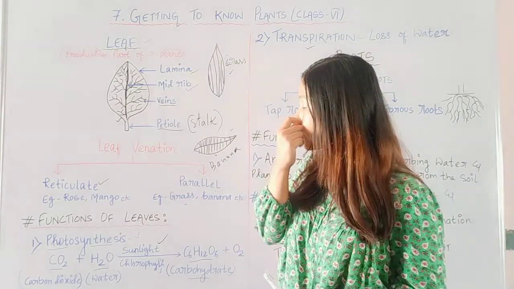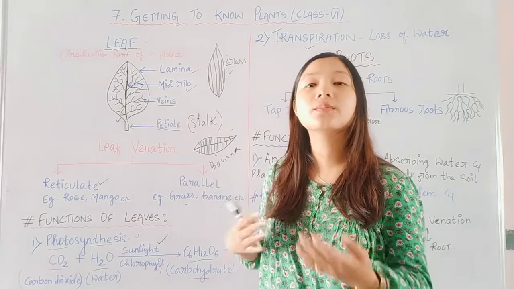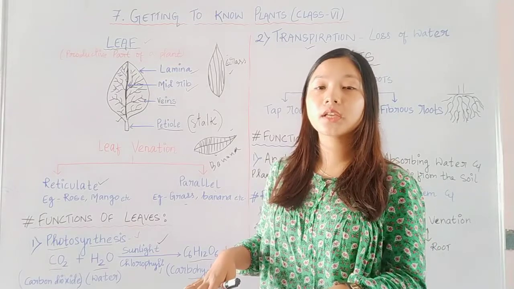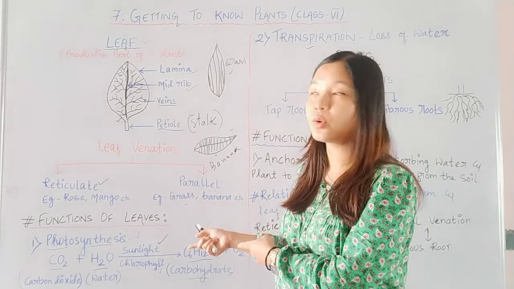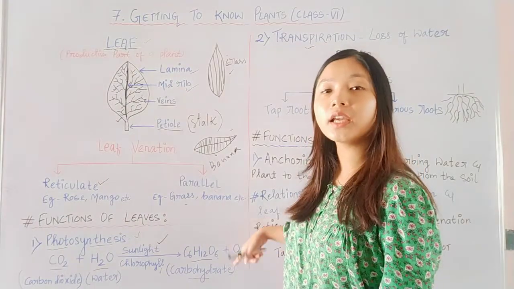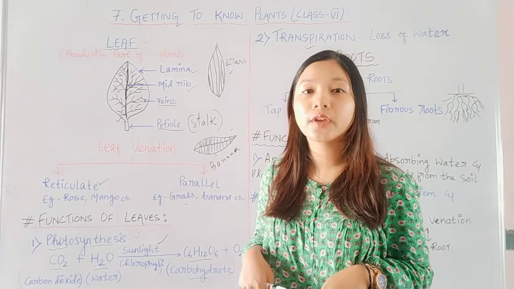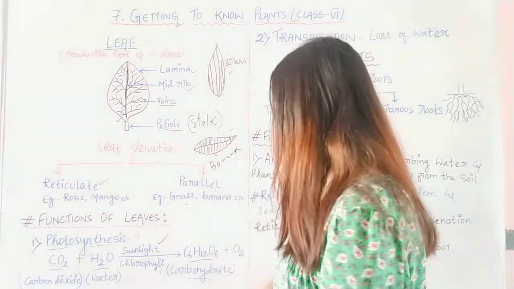That is why you have to remember that plants and animals are actually interdependent on each other, because we give carbon dioxide, the plant uses this carbon dioxide to prepare its food, and then in return it produces oxygen which we inhale for the production of energy in our body. That is why we are interdependent on each other.